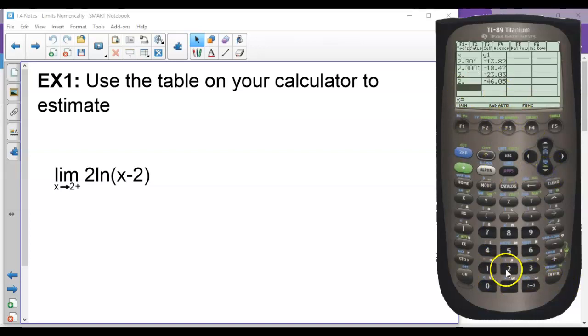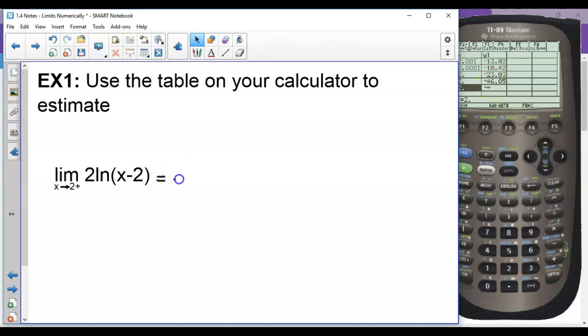Now, this one actually did, when I typed in 2, give me negative infinity. So this is approaching negative infinity. Usually this won't happen. Usually it won't give you the answer. So this limit right here, we would say that equals negative infinity. Now, something that we must remember with numerical limits is this is not proof that the limit approaches infinity. It just gives us a good estimate of what the limit possibly approaches, because we're going to have to use other methods to show that this happens for sure.